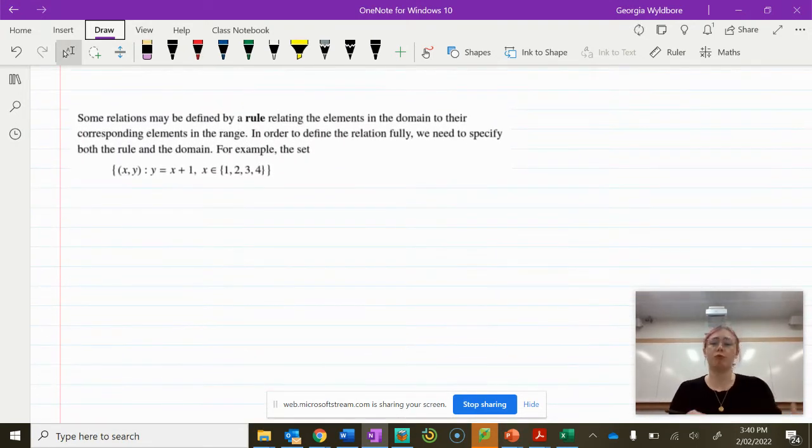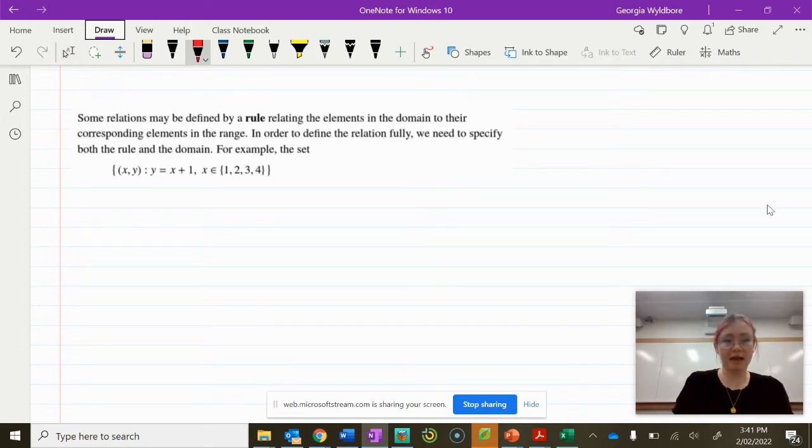Sometimes we're going to have a rule relating the elements in the domain to the corresponding elements in their range. Okay, you would usually have seen this in the form of some kind of an equation. So it's usually y equals, say, 2x plus 7, right? That would give you a straight line, but that's a rule. So that's defining a type of relation.